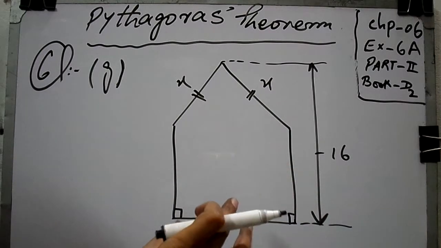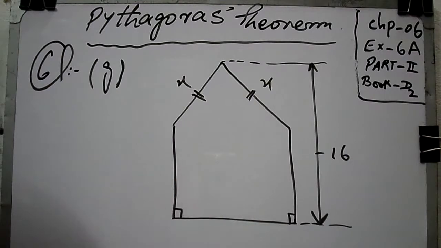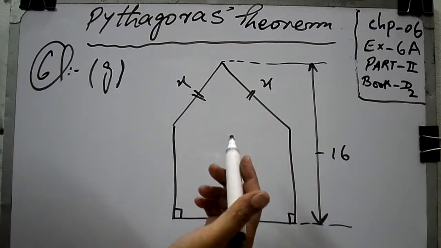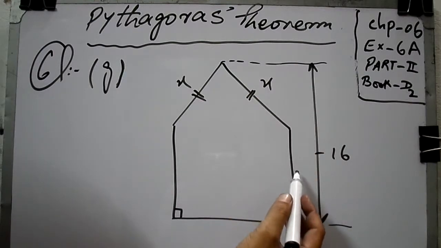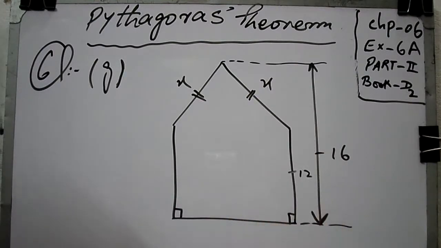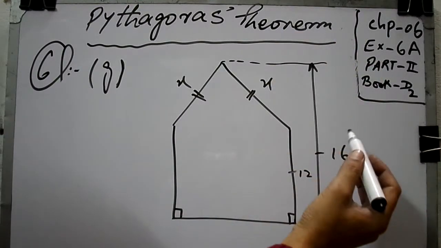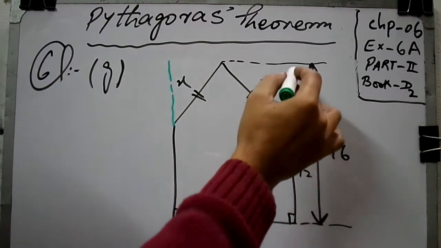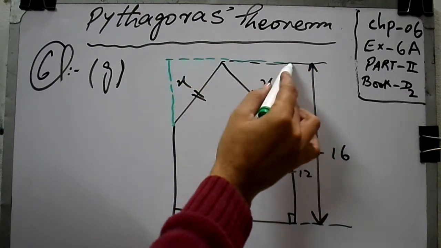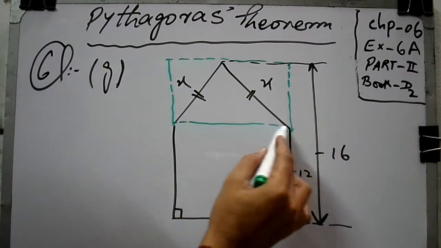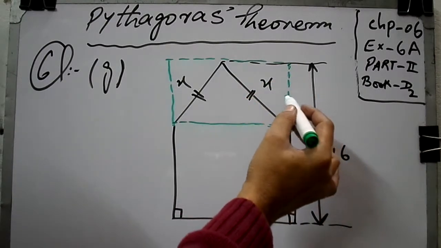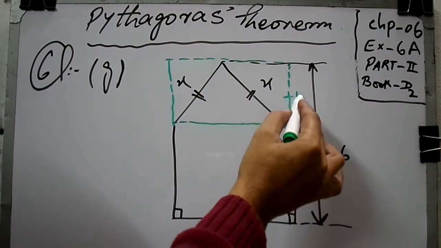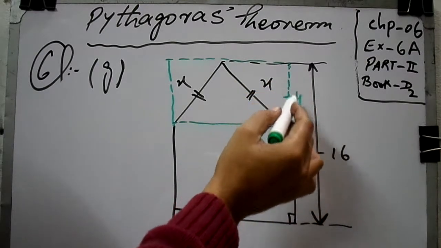Now what should we do? We have to find this side. This portion is 12, as given in your textbook. So the whole length is 16, but this portion is 12. If I extend this diagram, I produce this and make it like this. So what is the length of this side? This one is 12, the full length is 16, so 16 minus 12, this one is 4. So this side is known to us, that is 4.